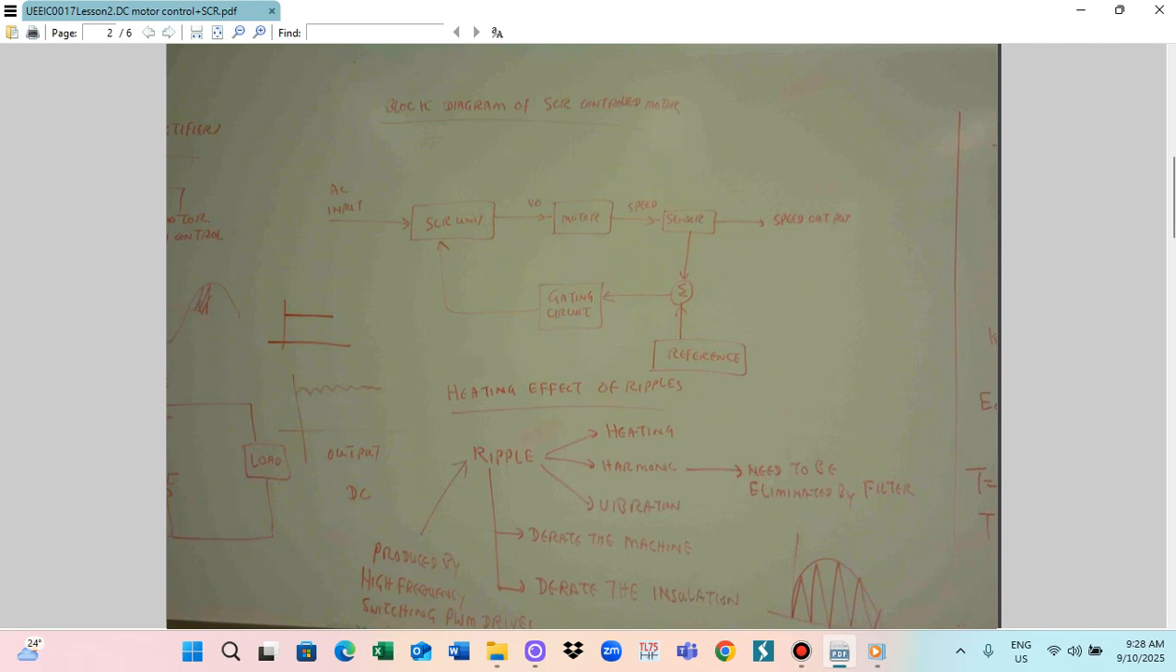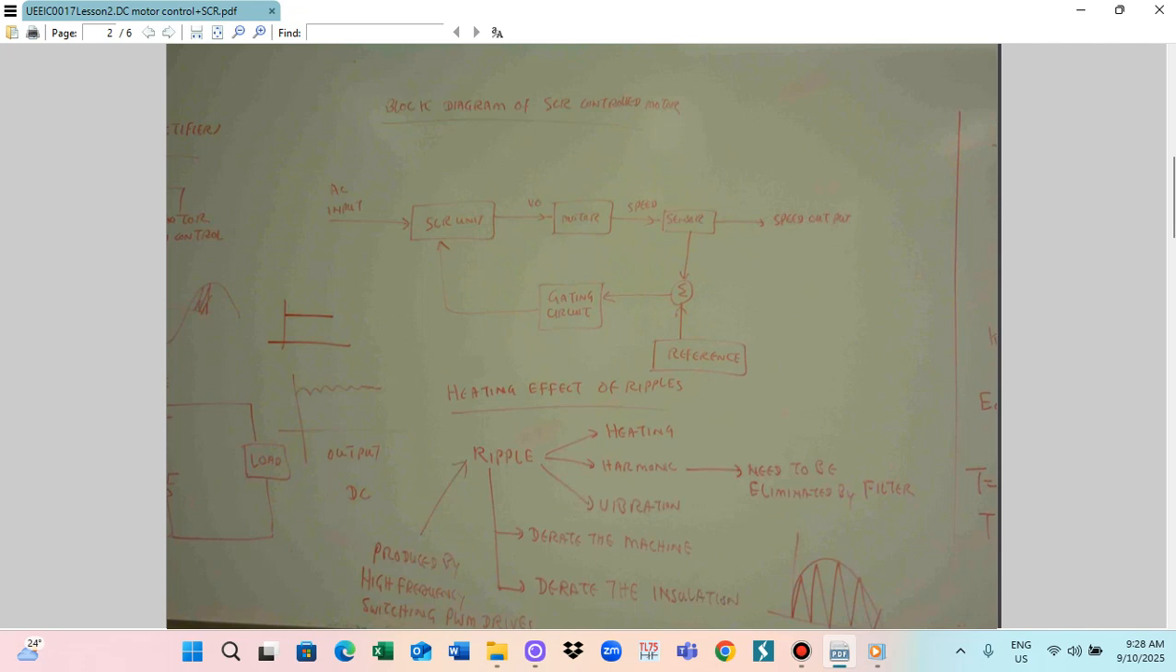This is the block diagram of the SCR control system. The DC motor we can control by the silicon controlled rectifier. We utilize the SCR to control the DC motor or AC motor. By adjusting the gate firing angle, we can regulate the voltage. And by changing the voltage, we can change the speed.